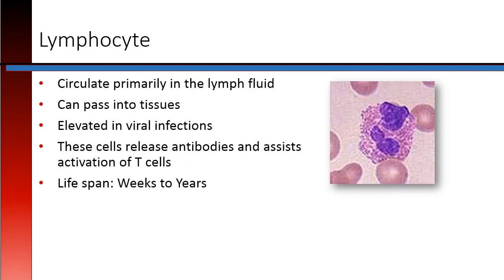Lymphocytes. Lymphocytes circulate primarily in the lymph fluid. However, they can pass out of the lymph system and into the tissues. Lymphocytes become elevated in viral infections. These cells release antibodies, and they assist in the activation of T cells, which are helper cells. The lifespan of a lymphocyte is weeks to years.